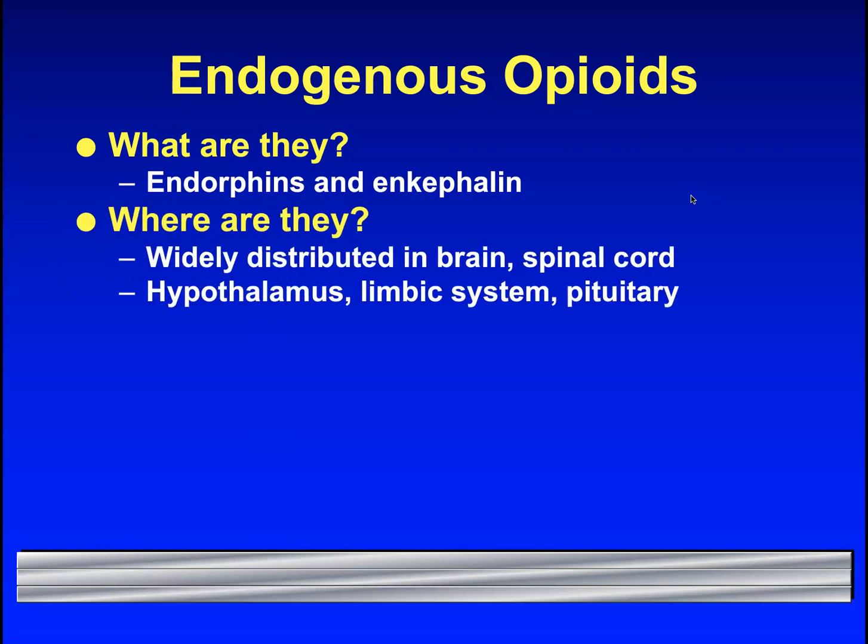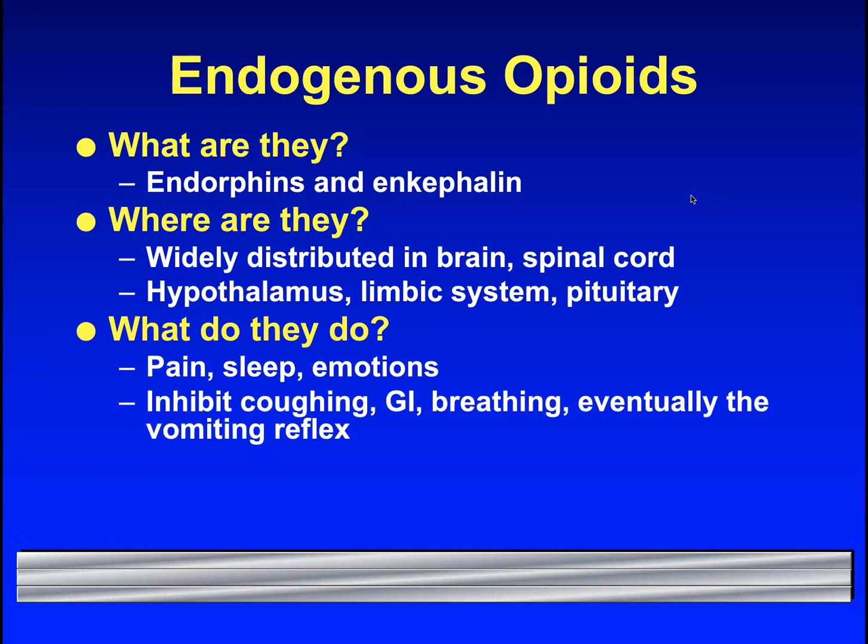And what they do, they're all over the brain and spinal cord, especially the hypothalamus, the limbic system, this is emotions and memory, among other things, and the pituitary gland. Pain, they help alleviate pain, or you may still feel pain, but you don't care anymore. They are involved with increasing sleep and emotions. They also inhibit the coughing reflex and eventually the breathing reflex if you take too much. They can cause constipation. They kind of slow up the GI tract and can stop the vomiting reflex.